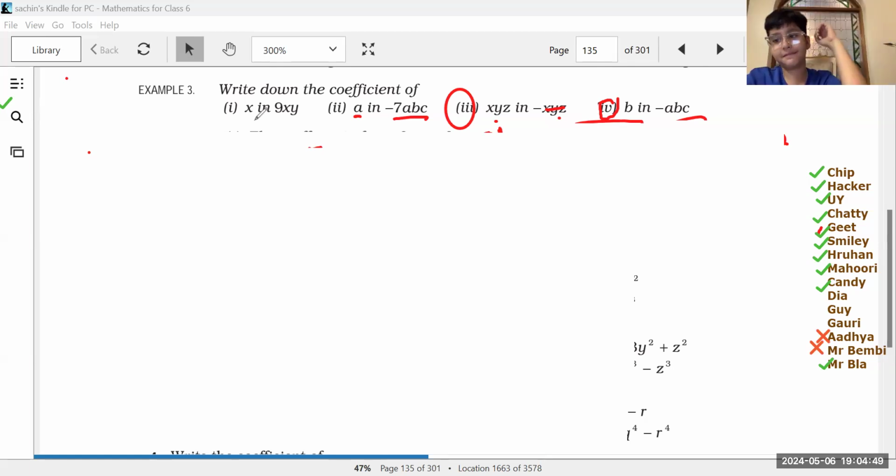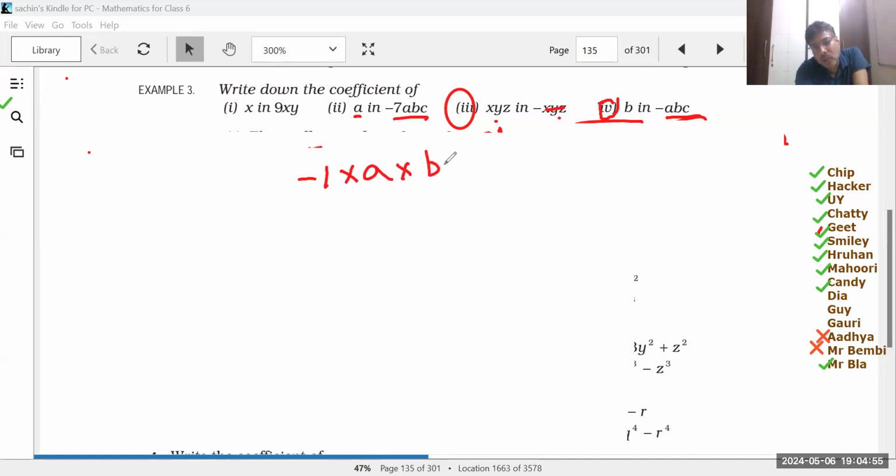Sir, AC. AC is wrong, बेटा. माइनस ABC को मैं लिख सकता हूँ -1 into A into B into C. Sir, now I have to find the coefficient of B. So my answer would be -AC.